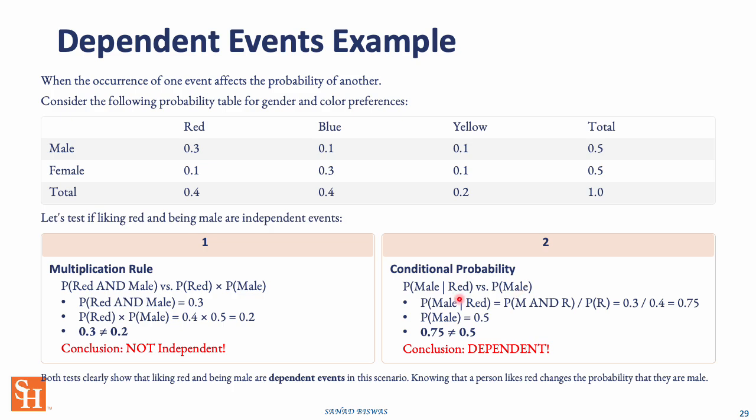And we can also use another formula to justify this, and check whether the probability of male given red is equal to the probability of male. We can use this formula to calculate that. First we need the probability of male and red, which is 0.3, and the probability of red, which is 0.4. Therefore the probability of male given red is 0.3 over 0.4, which is 0.75, and the probability of male we know is 0.5. So you can see that the probability of male given red is not equal to the probability of male, therefore it is not independent. So for this table, liking red and being male are not independent.